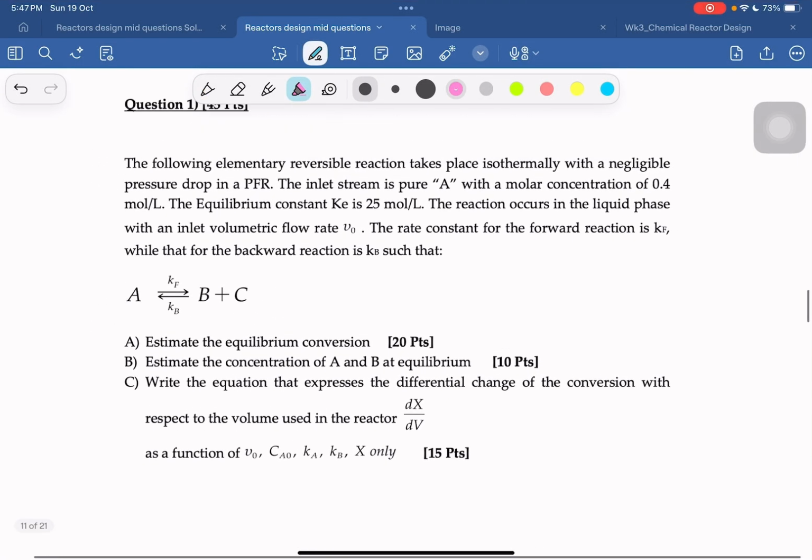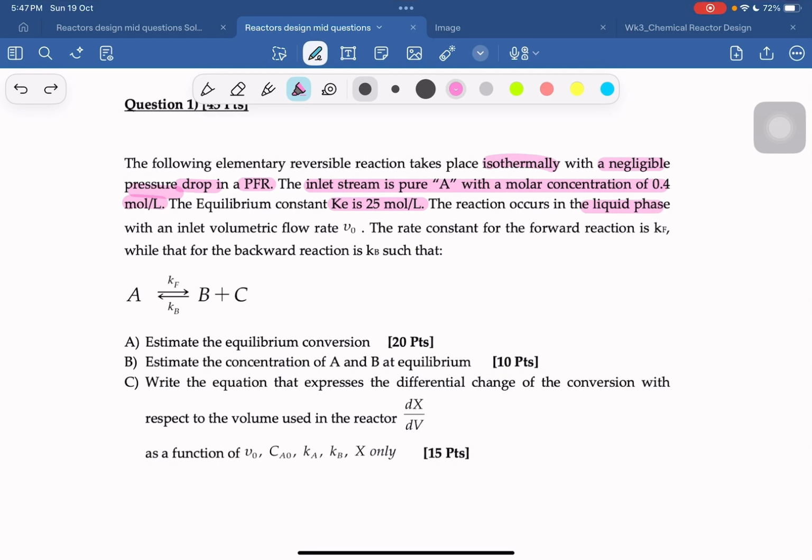So the following elementary reversible reaction takes place isothermally with a negligible pressure drop in a plug flow reactor. The inlet stream is pure A with a molar concentration of 0.4 mol per liter. The equilibrium constant K is equal to 25 mol per liter. The reaction occurs in the liquid phase with an inlet volumetric flow rate V0. The rate constant for the forward reaction is Kf, while that for the backward reaction is Kb, such that, okay, this is the reaction.